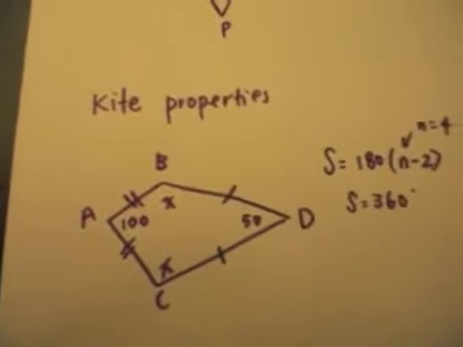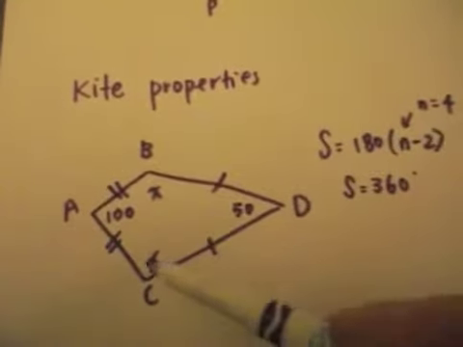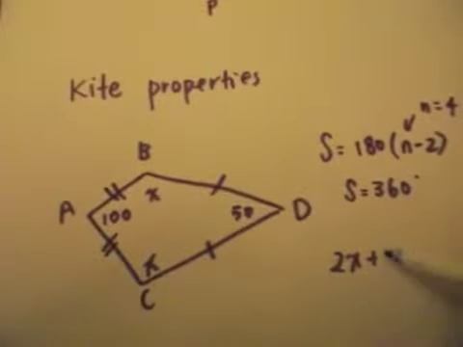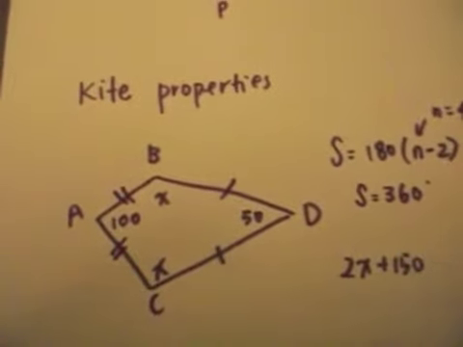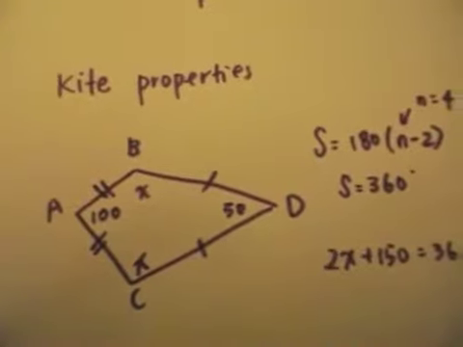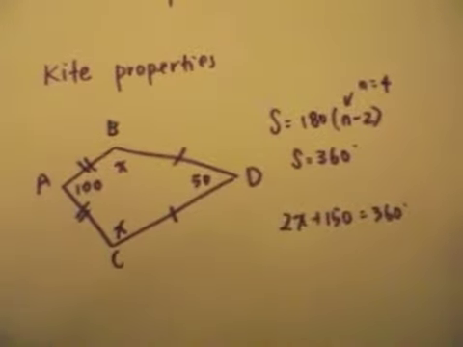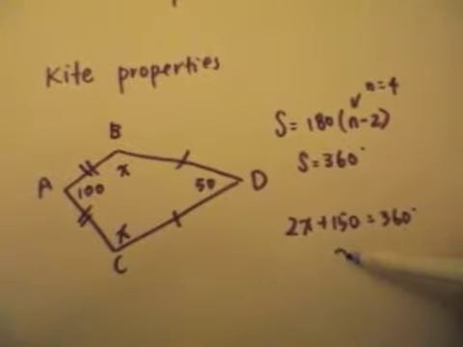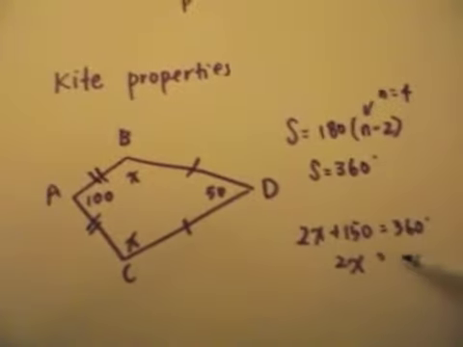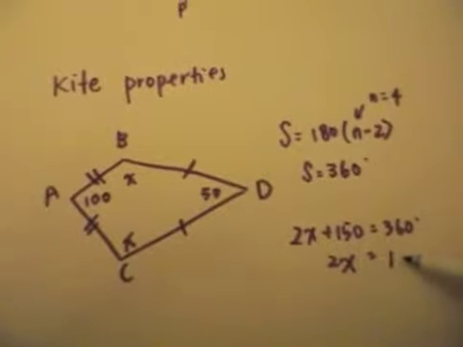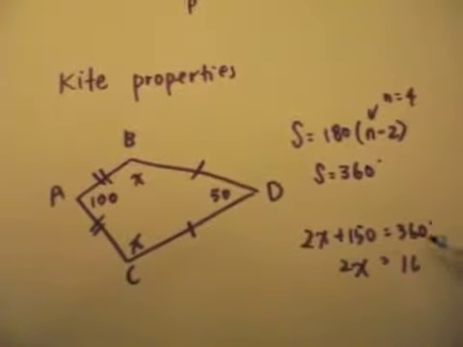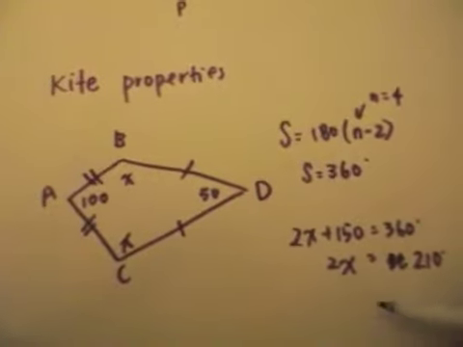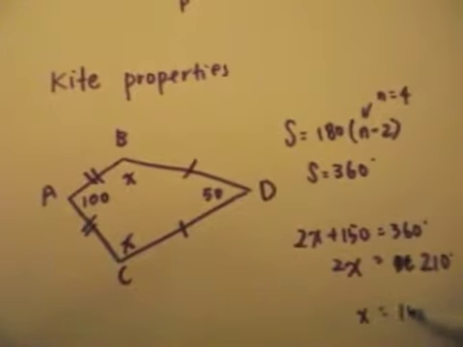So now what do you do? You just set up your equation. You add up all these angles, so 2x plus 150 is equal to 360. And then you just solve for x. So you get that 2x is equal to 210, and then you get that x is equal to 105 degrees.